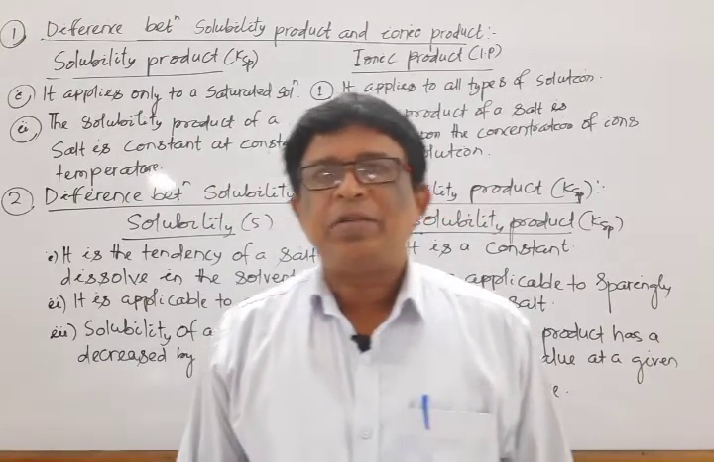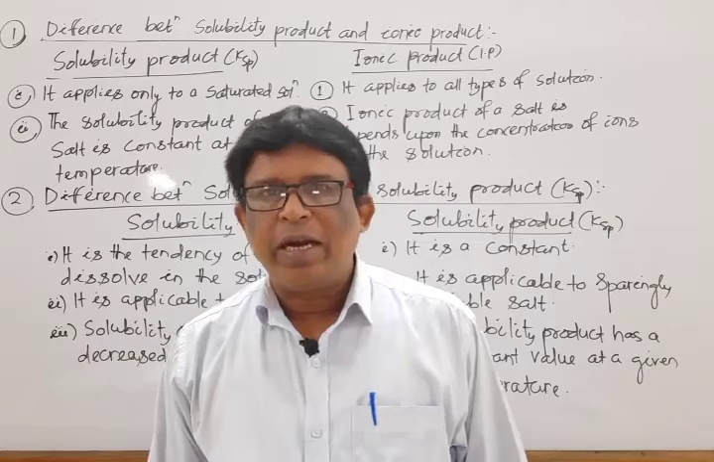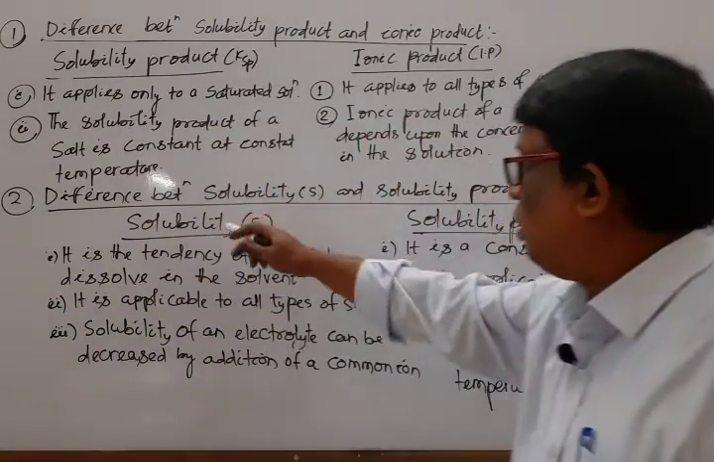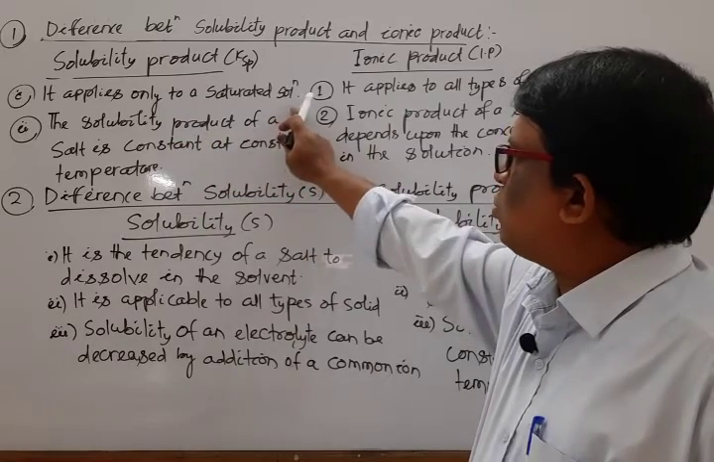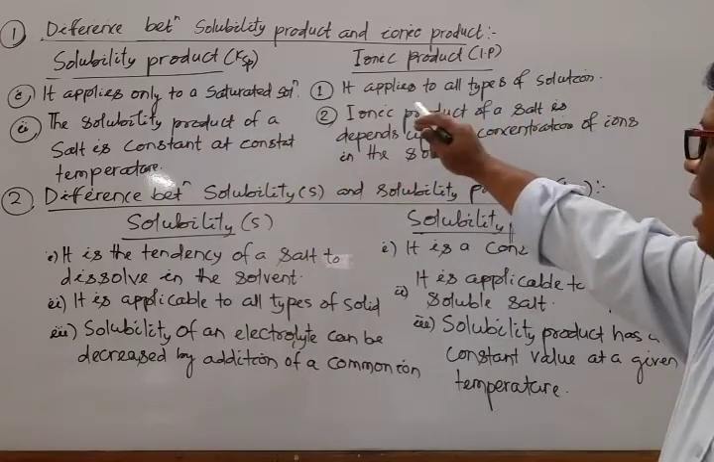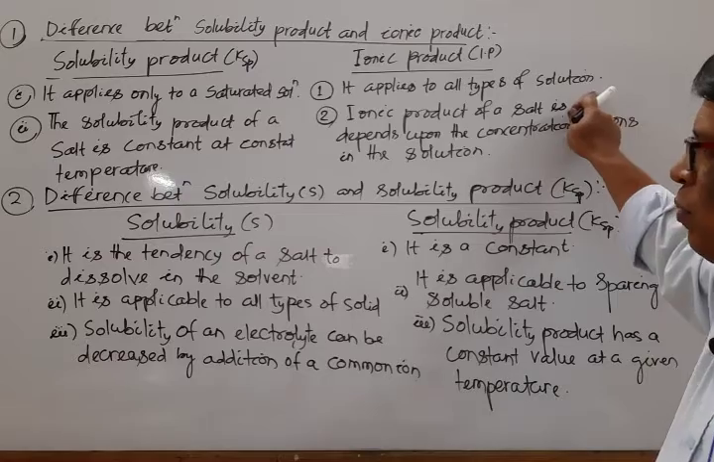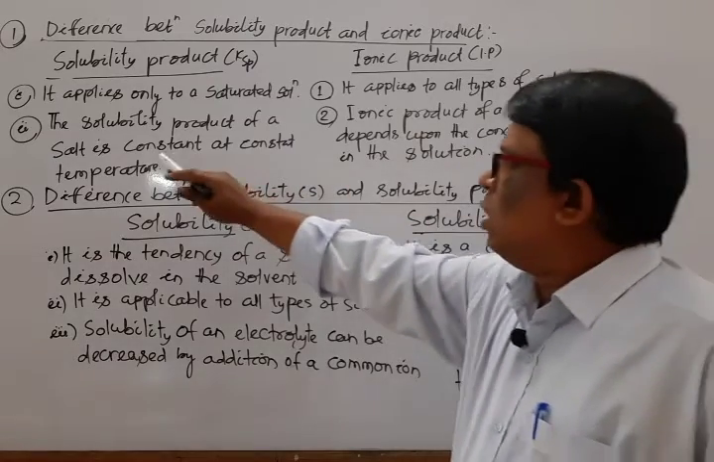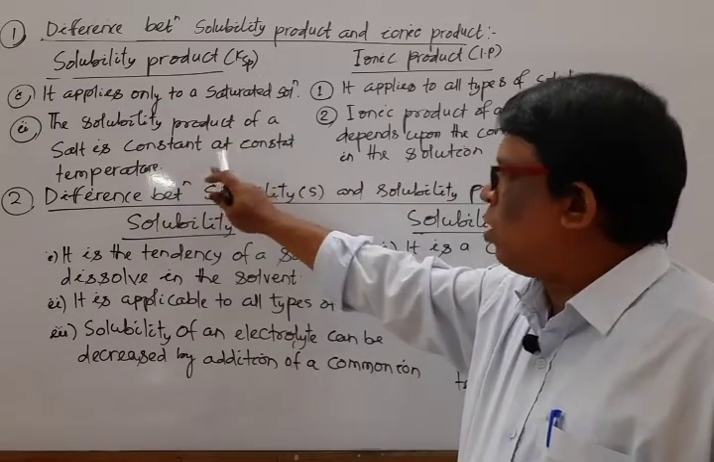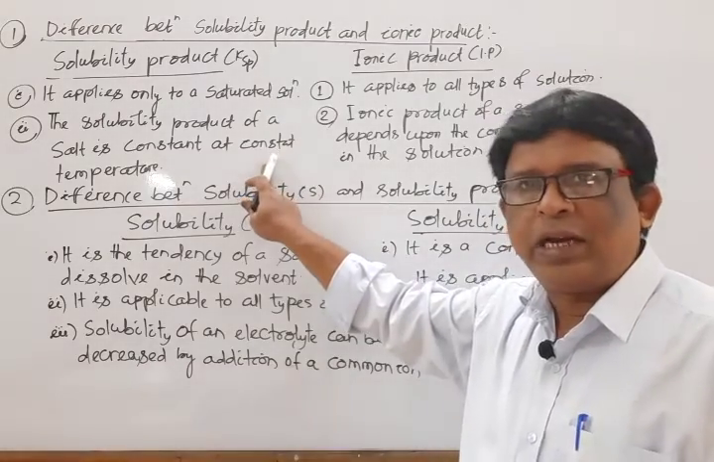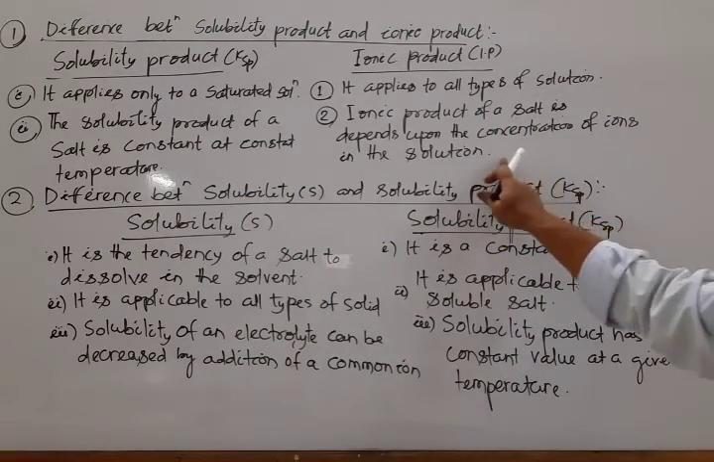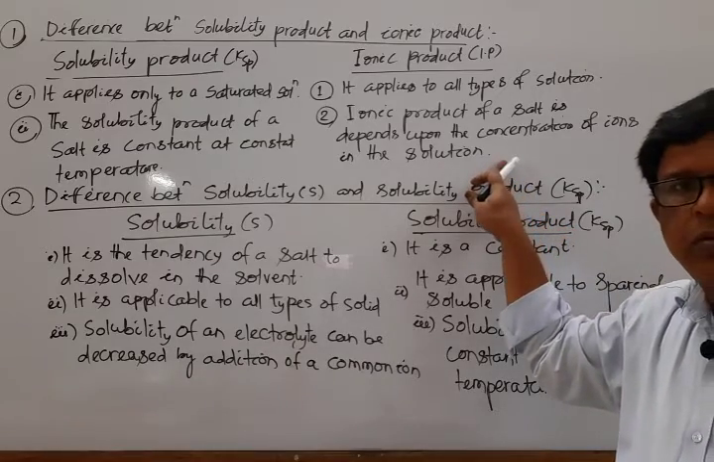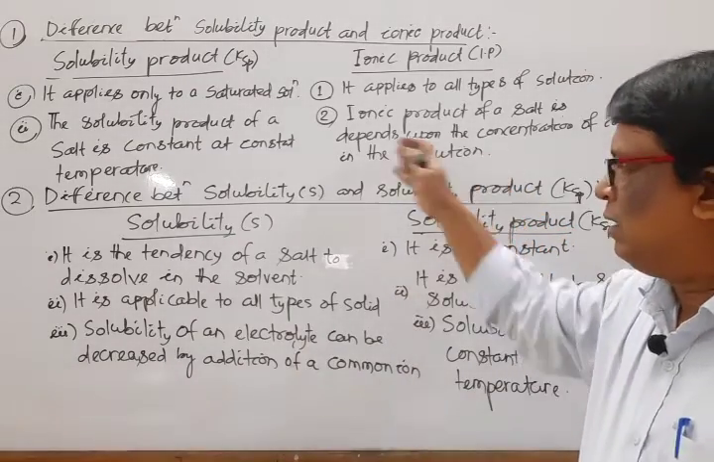Mark the difference between the ionic product and the solubility product. One side is the solubility product, one side is the ionic product. Solubility product applies to saturated solutions only, while ionic product is applicable to all types of solutions. Point 2: the solubility product of a salt is constant at constant temperature, while the ionic product of a salt depends upon the concentration of the ions in the solution. This is a 2-mark question.